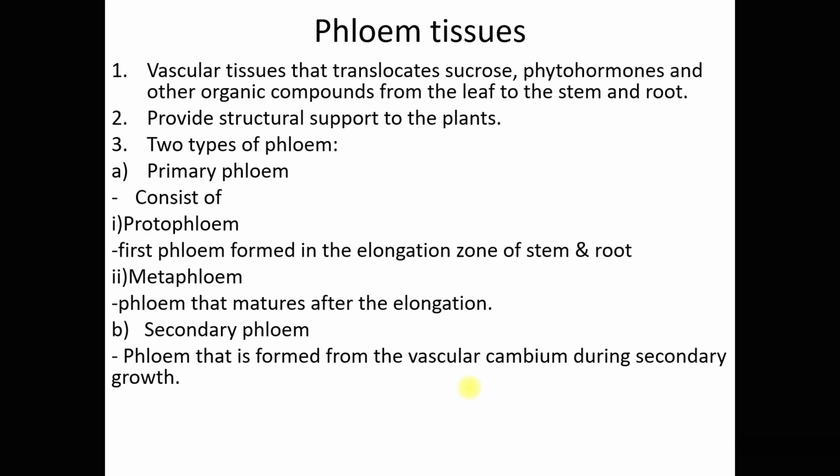And there are two types of phloem, primary and secondary phloem. So similarly with the primary xylem, this primary phloem consists of protophloem and metaphloem, right? Protophloem is the first phloem formed in the elongation zone of stem and roots, while the metaphloem is the phloem that matures after elongation. Now, secondary phloem, these are the phloem that is formed from the vascular cambium during secondary growth.